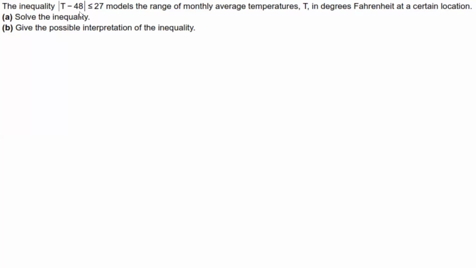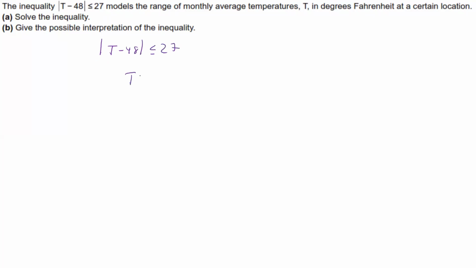All right, so here we have the inequality: absolute value of T minus 48 is less than or equal to 27. It models the range of monthly average temperatures, capital T, in degrees Fahrenheit at a certain location. We're supposed to solve the inequality and then give the possible interpretations of the inequality. So first things first, absolute value of T minus 48 is less than or equal to 27.